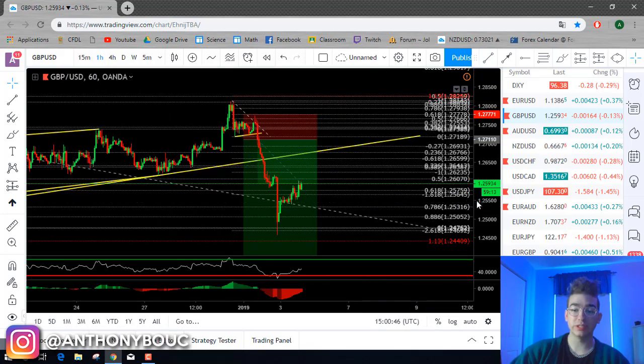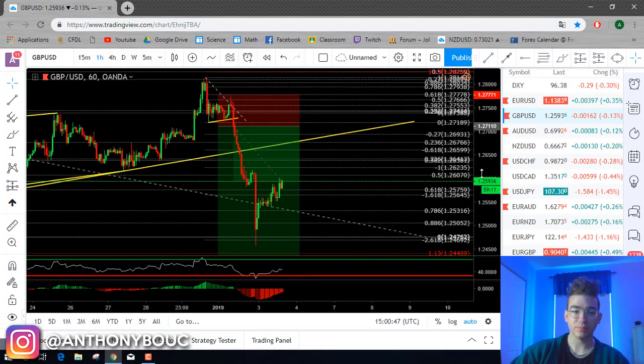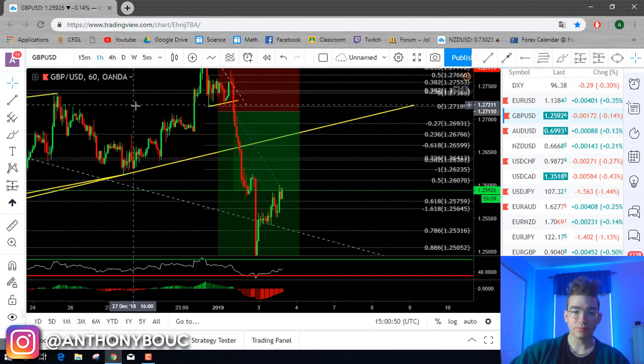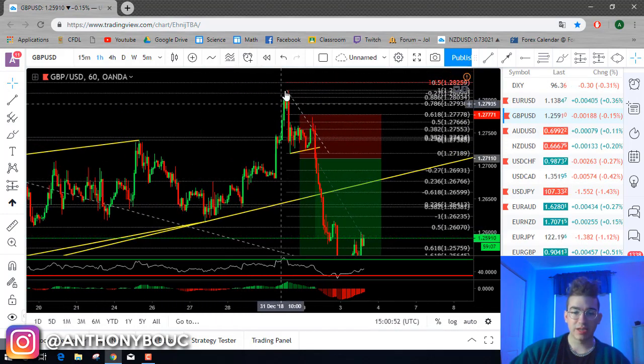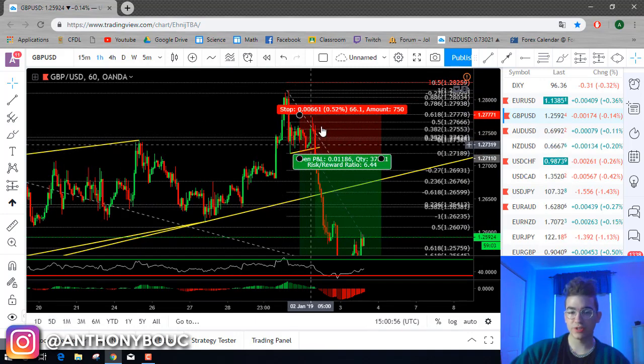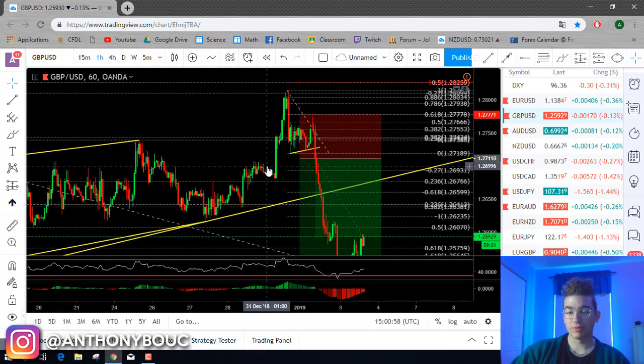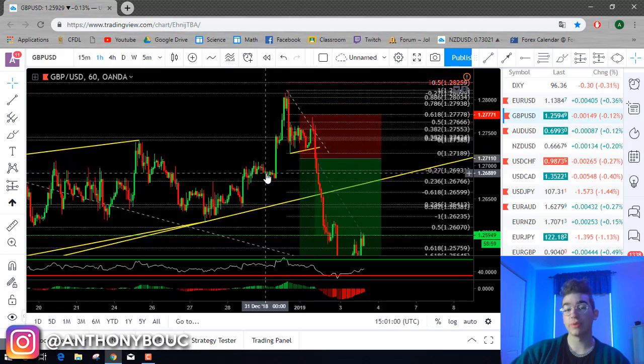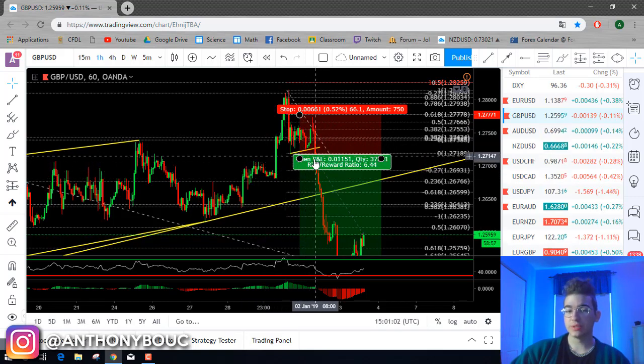Now, when we go on the lower time frame, we see that this is the last wave up. We got after this impulse, and we got this nice correction. And when we actually broke out of the correction, I then took the trade right here. So that was my entry.